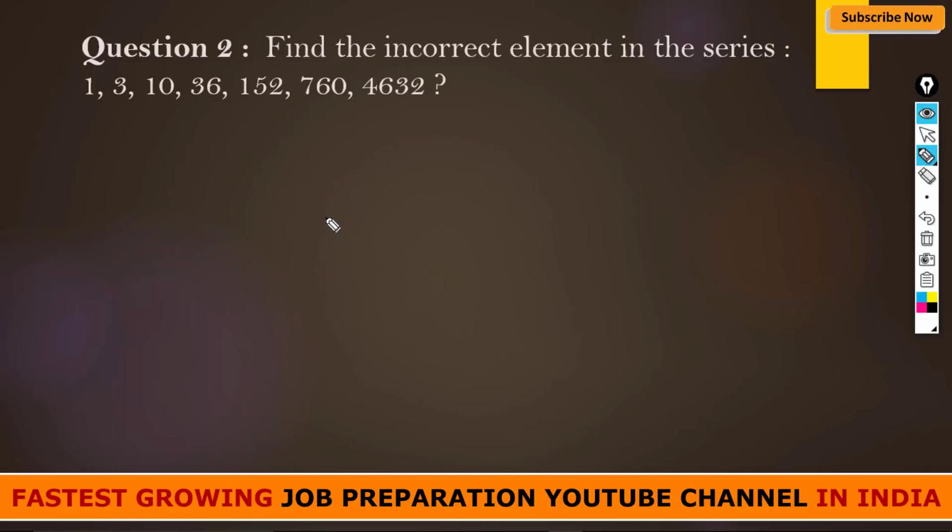Let us take the second and the third number, 3 and 10. There should be some logic between them. How to make 3 to 10? 3 into 2 is 6, plus 4. As I told you, there should be a multiplication. So here I saw there is one logic. This is a pure assumption.